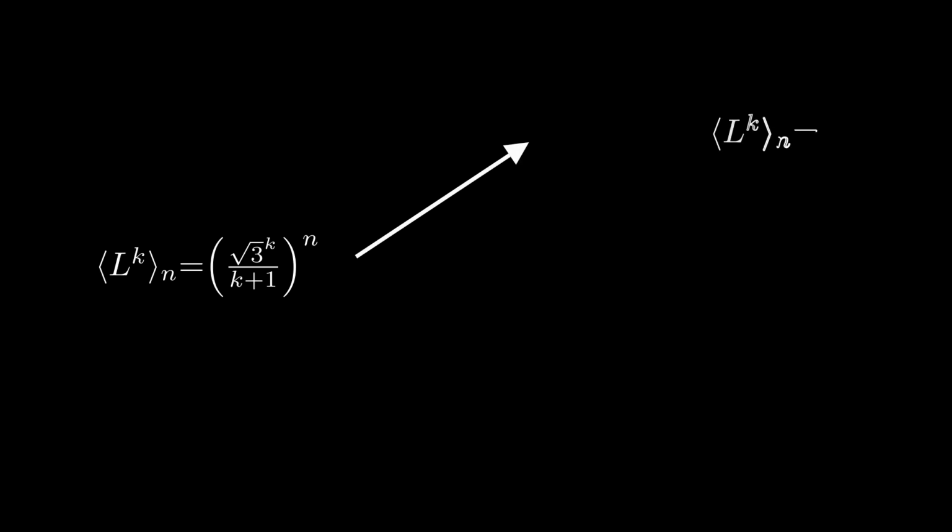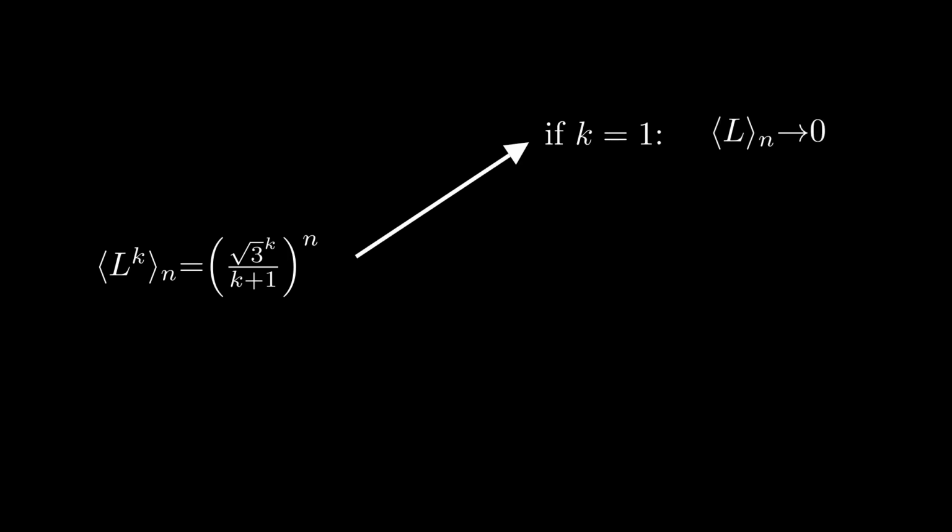Once again, we can show that this quantity at step n relates to the same quantity at step n-1, which leads us to conclude that the average of L to the power k after n steps is given by this function. Let us first set k equal 1. We see that the average of L is equal to the square root of 3 over 2 to the power n, which tends to 0 as n tends to infinity.